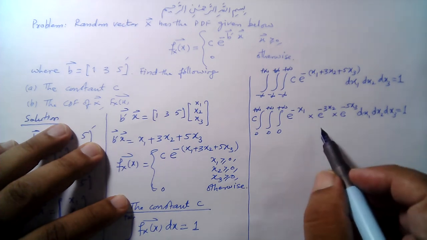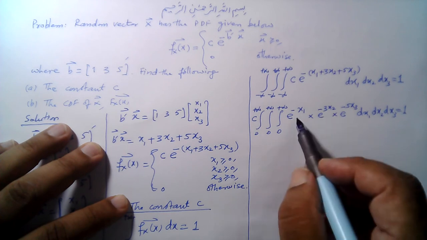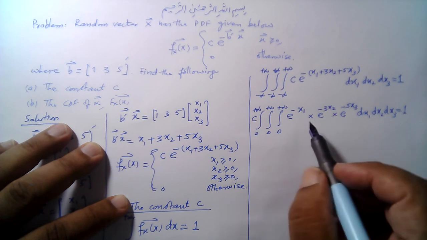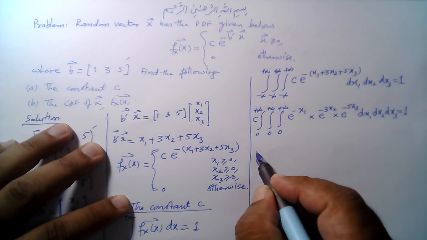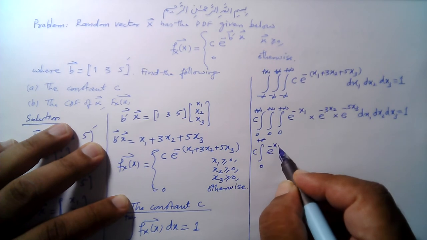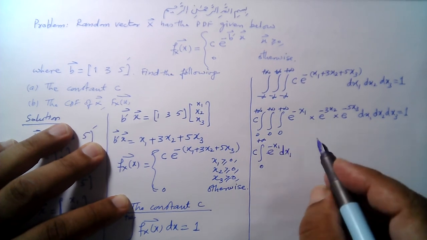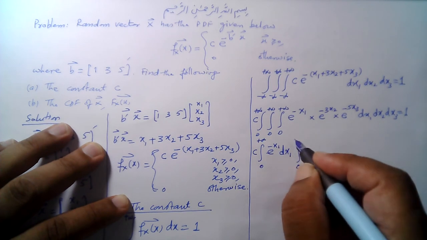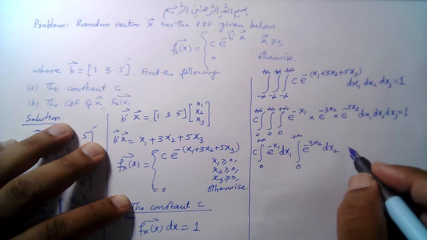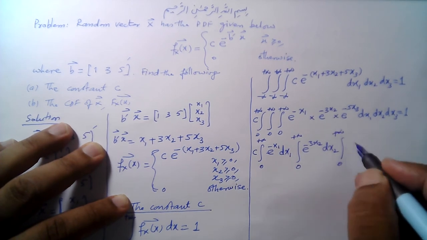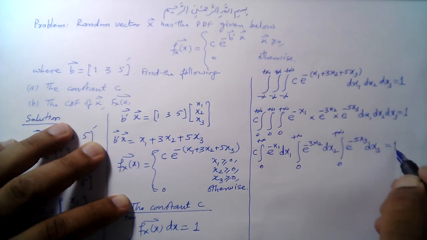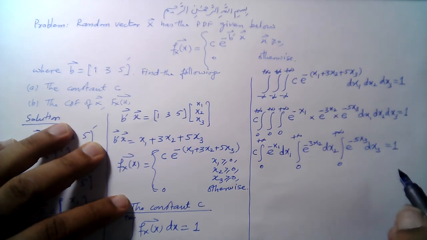But if we look carefully, all of these terms are functions of individual variables. So we can split the integration into 3 parts. For example, we can split the integrals like this: c times the integral from 0 to plus infinity of e raised to power minus x1 dx1, multiplied by the integral from 0 to plus infinity of e raised to power minus 3x2 dx2, multiplied by the integral from 0 to plus infinity of e raised to power minus 5x3 dx3, and this should evaluate to 1.